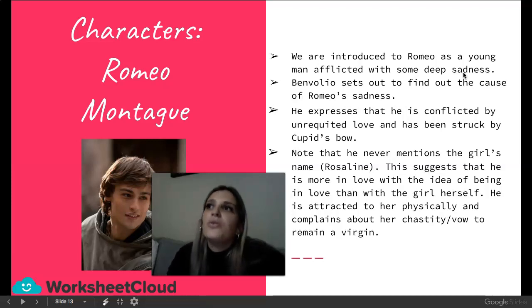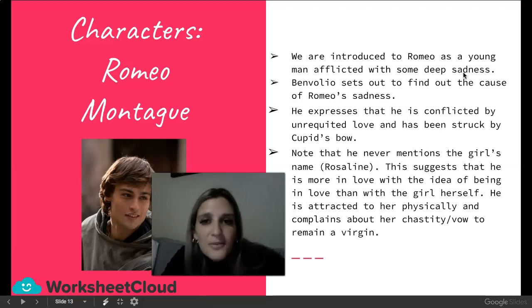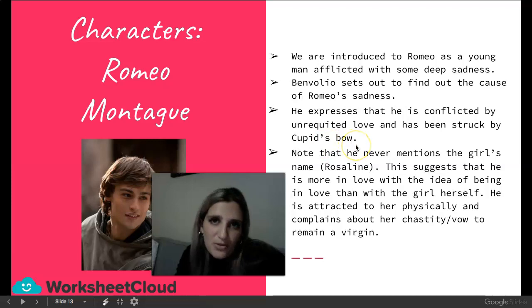Maybe you were the person who had someone liking you and you weren't too keen, or you didn't like them back. Benvolio sets out to find the cause of Romeo's sadness. He expresses that he is conflicted by unrequited love and has been struck by Cupid's bow. So he is in love. Note that he never mentions the girl's name. Her name's Rosaline. This suggests that he is more in love with the idea of being in love than with the girl herself. He is attracted to her physically, but complains about her chastity, her vow to remain a virgin.